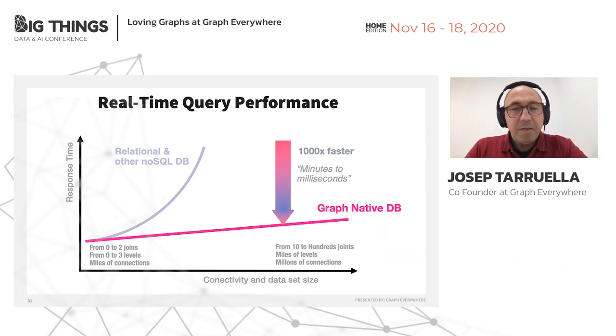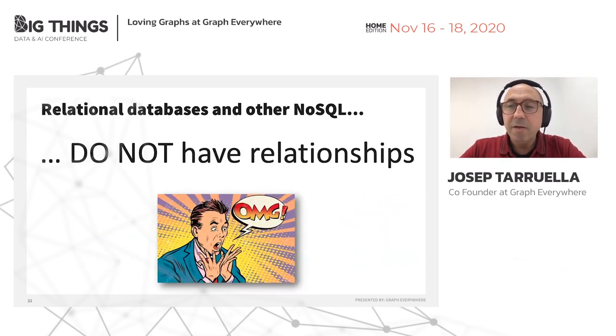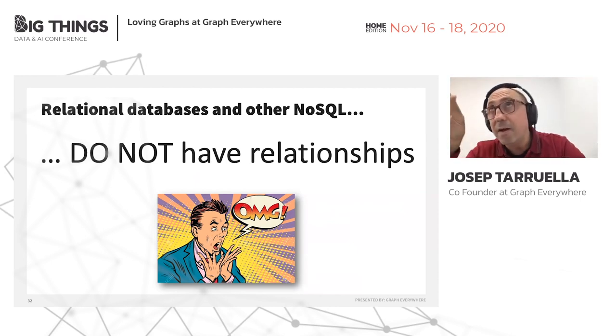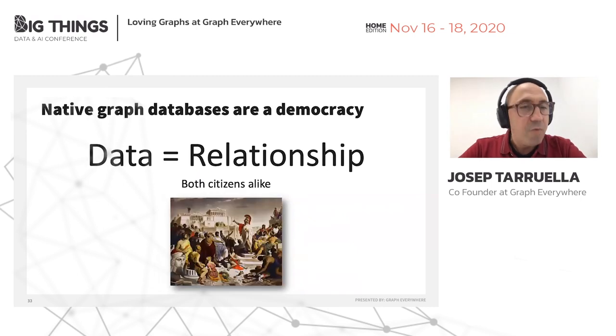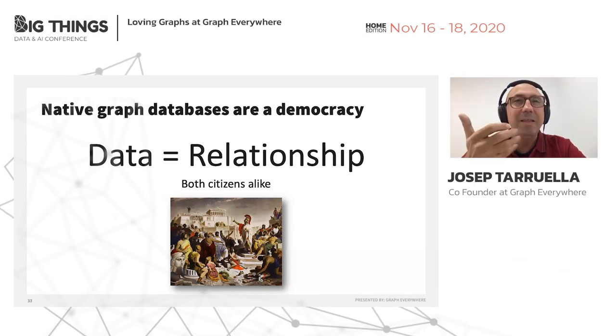And why does it happen? Because, oh my God, relational databases, even though they are called relational, do not have relations. The relations appear at query time, when here is a one and there is an ID one. So it's the same, it's related. But we have to ask the database every time for this relationship. While graph native databases are a democracy where data and relationships are both citizens alike. Both exist, both are persisted in the database. So while traversing the graph, we don't need to ask the engine again for the next hop. The data is already there, connected. That's why it's so fast. That's why it has to be fast, because calculating a page rank or a centrality or whatever requires a lot of high speed.